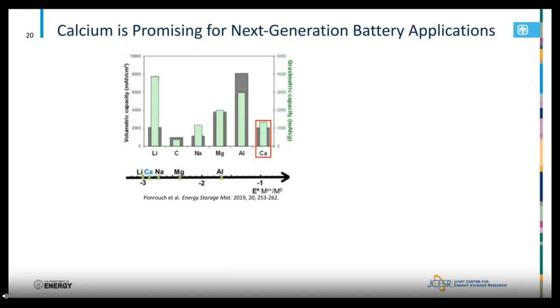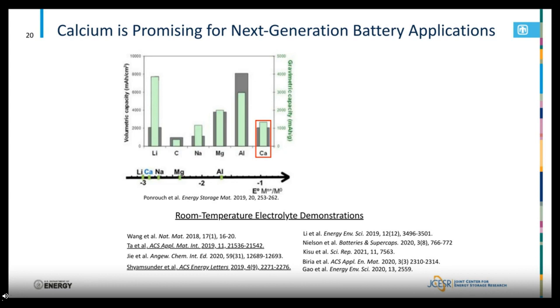So recently, I think it was 2018, there was the first publication of a room temperature cyclable calcium metal anode battery. And since then, there's been a whole bunch of publications that have followed along after that. And these are all great, that this is possible and that we can study the system now, and we can include this in our research repertoire.